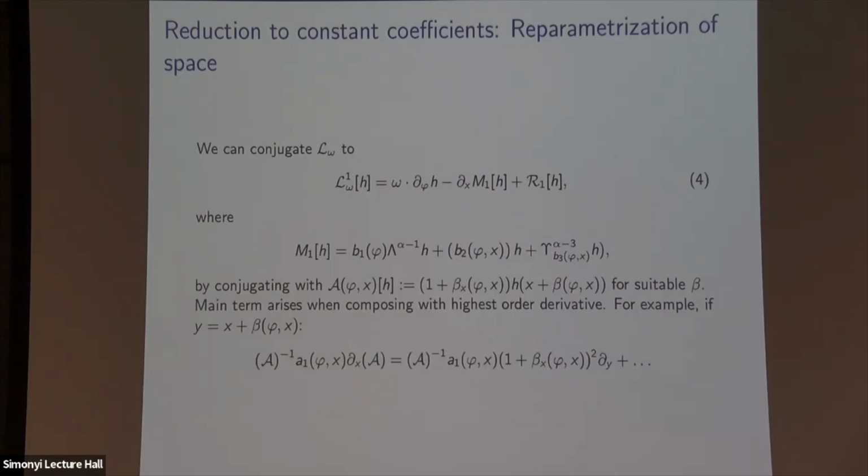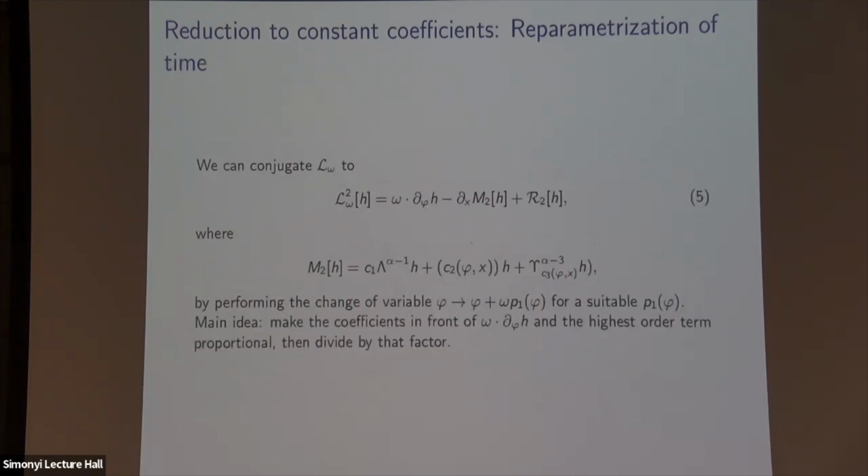That's the first step. The next step is to make the B1 that I wrote before independent of phi. We change variables again and we reparameterize time. By reparameterizing time and setting the right change of variables, we can make the coefficient in front of this guy and the coefficient in front of this guy the same, so that we can later divide by that factor and make it purely constant, independent of omega, but dependent on omega, but independent of phi or x. So now our operator is constant to top order, and then, who knows what happens after. Okay, so let's keep moving.